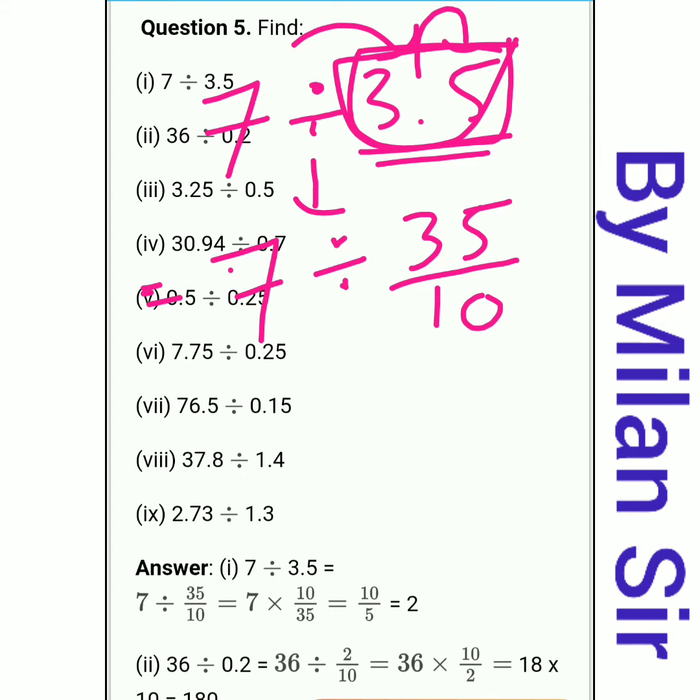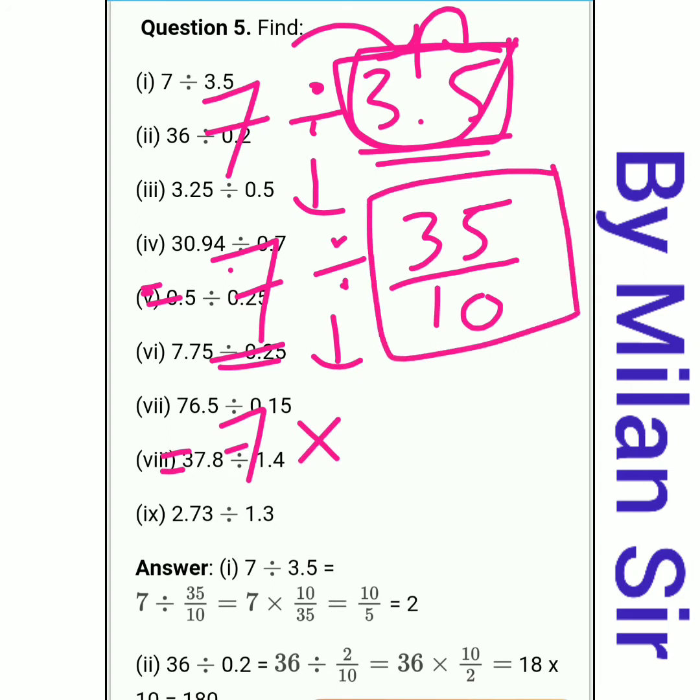Now we can convert our division into multiplication, because we can take the reciprocal of the second number. So our first number remains as it is. We convert this division into multiplication and take the reciprocal of the second number. Reciprocal means we change the numerator and denominator. So this denominator 10 goes to the numerator and this 35 goes to the denominator. So the reciprocal of 35 over 10 is 10 over 35.